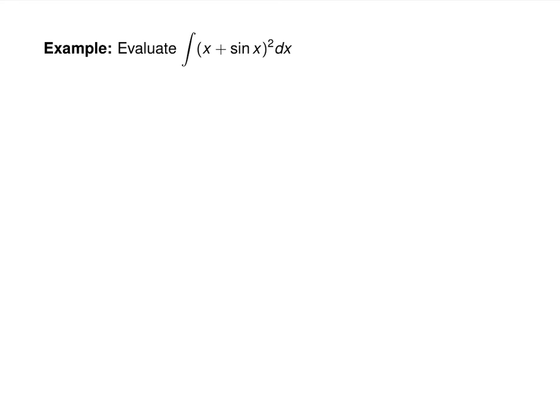So if you see x plus sine x squared, I would say the first thing that comes around is just expand that stuff, right? Do x plus sine x times x plus sine x, wherever that may lead. So if you expand, what do you get? X squared plus 2x sine x. You buy that? Yep. Plus sine squared x, yep.